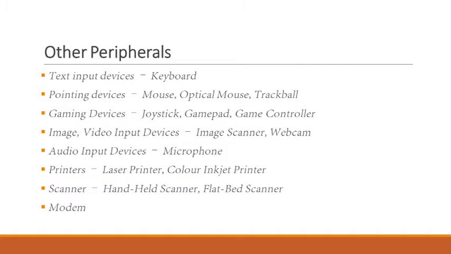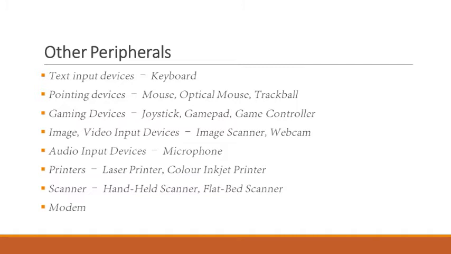Then we have the image and video input devices, which include the image scanner and the webcam. The image scanner is a device that provides input by analyzing images, printed text, handwriting or an object. The webcam is a low resolution video camera used to provide visual input that can be easily transferred over the internet.